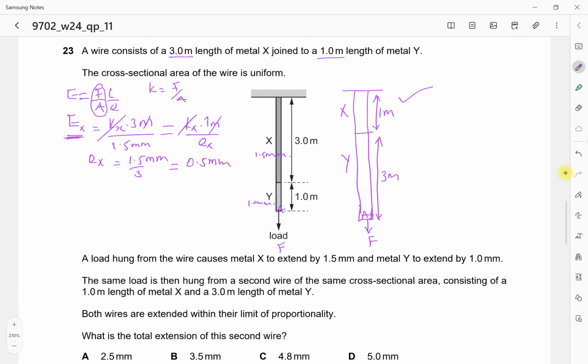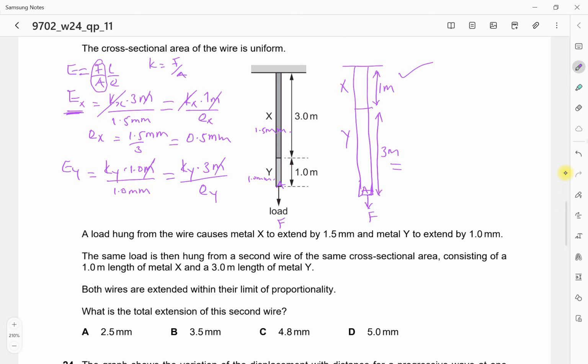I'm going to repeat the same for the wire Y. Young modulus of wire Y is also going to be K for the wire Y times the original length for the wire Y, which was 1.0 meters, divided by the extension of the first wire Y, which is 1.0 millimeters. This should be also the same for the second wire, which is going to be K for wire Y, times the length, which is 3 meters, divided by the extension for wire Y, which is not known. I'll just call it EY. So meters has cancelled, the constant has cancelled.